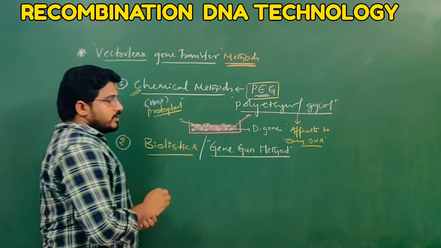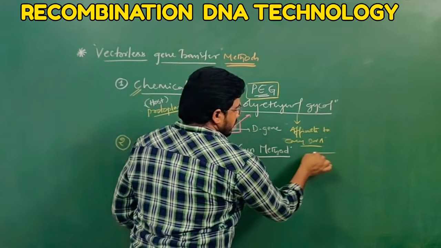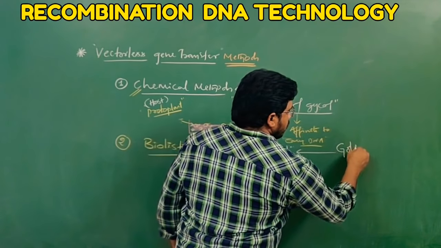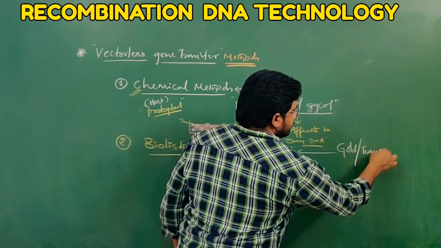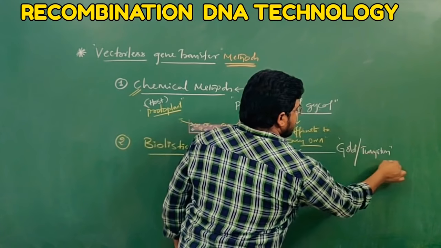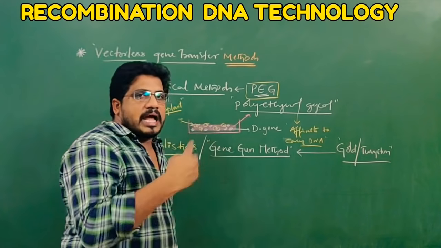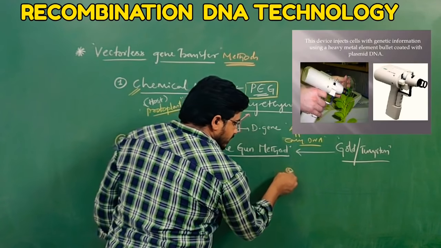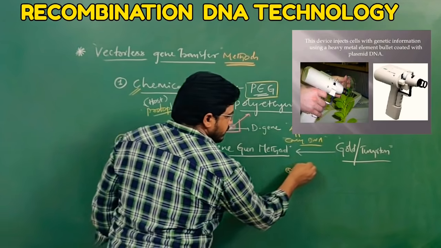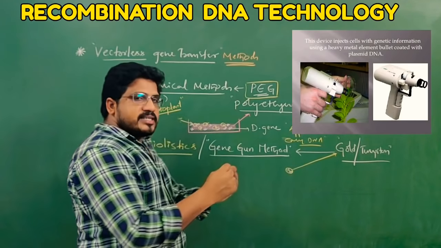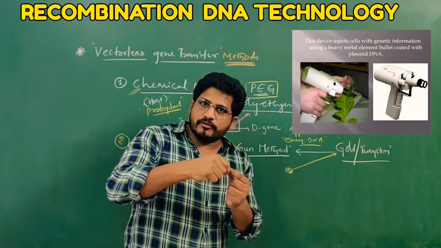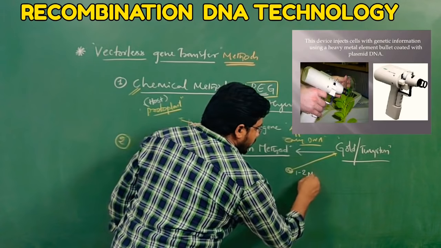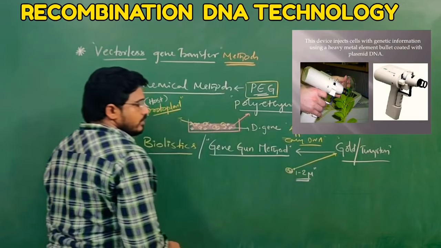Gene gun method. In this method, we are using gold or tungsten. Gold or tungsten are the materials we are wrapping around the desired gene. So along with this desired gene, gold or tungsten lining will be there. Means the desired gene will be wrapped by some amount of gold or tungsten, and it should be 1 to 2 microns in size.